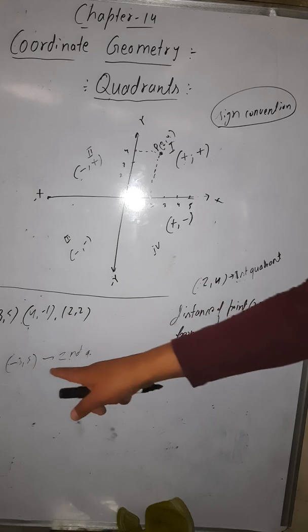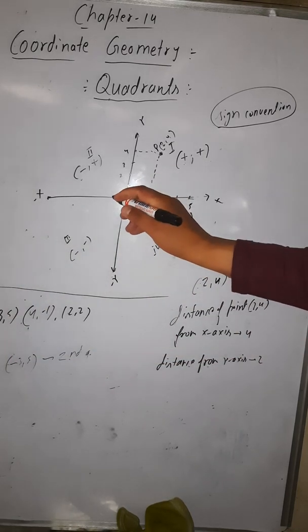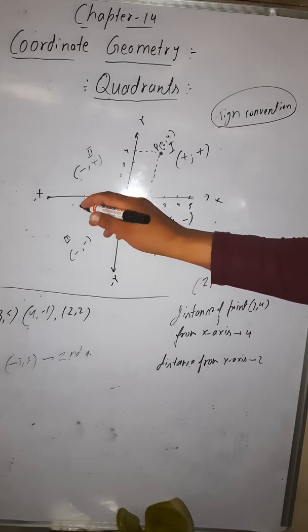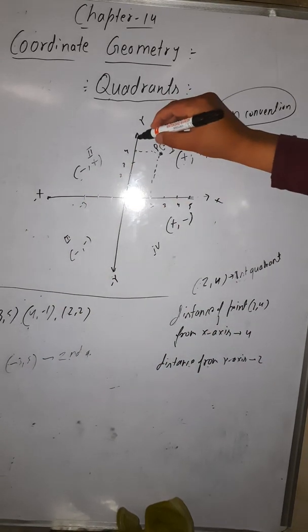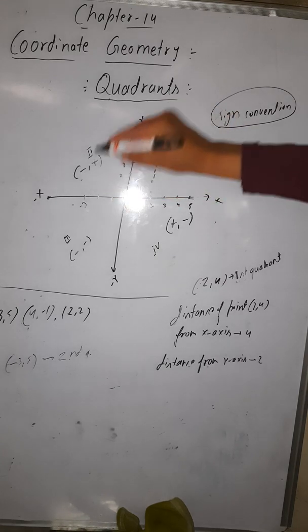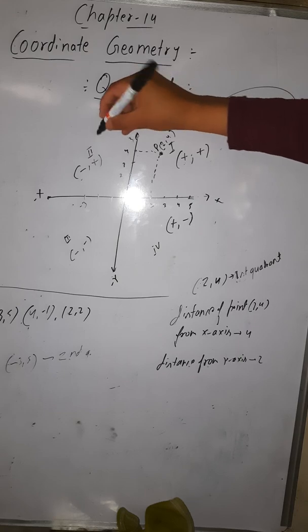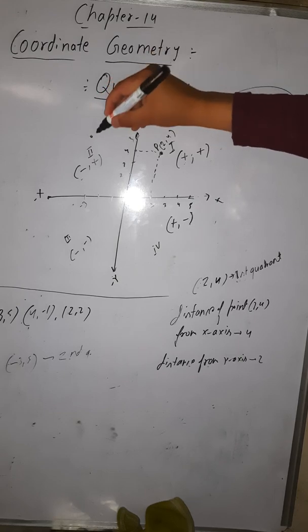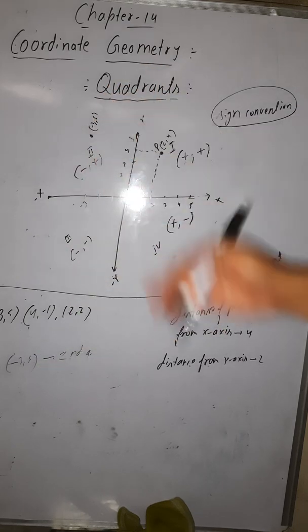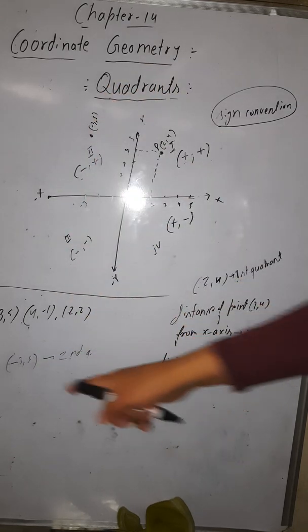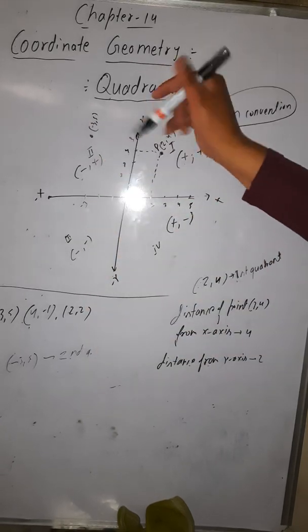(-3, 5): how will you locate it? On the x-axis you have to go to -3. This is -1, -2, -3. On the y-axis you have to move 5 upside from here. Let's say it is 5 here. So from here 5 upside means this. So this will be the point. This point is (-3, 5). You have to locate these points also in the different quadrants. So (-3, 5) lies in the second quadrant, and it will lie here.